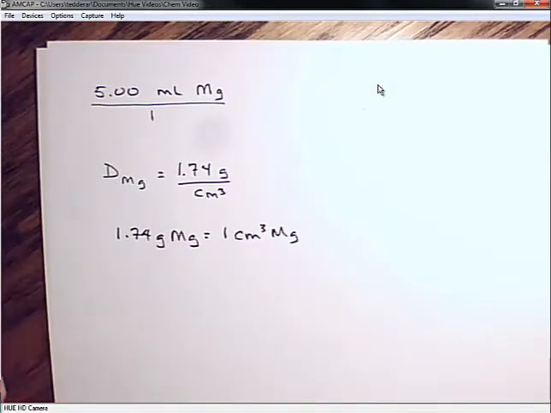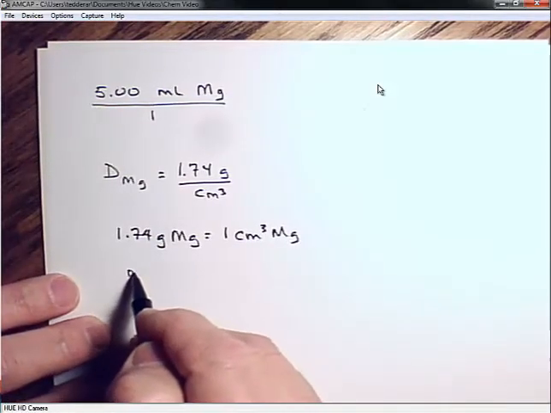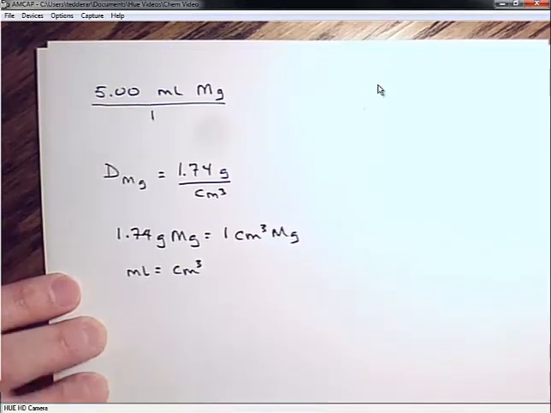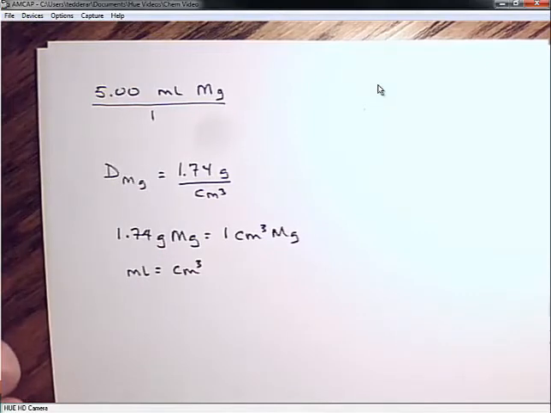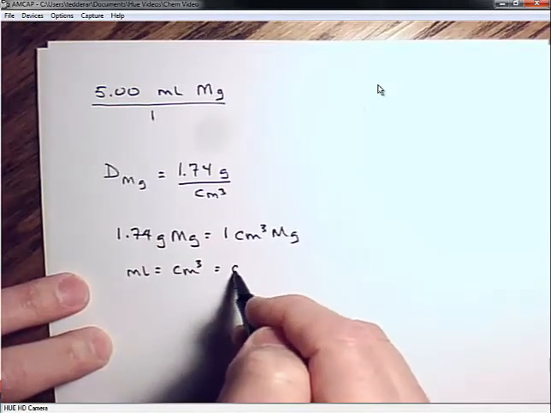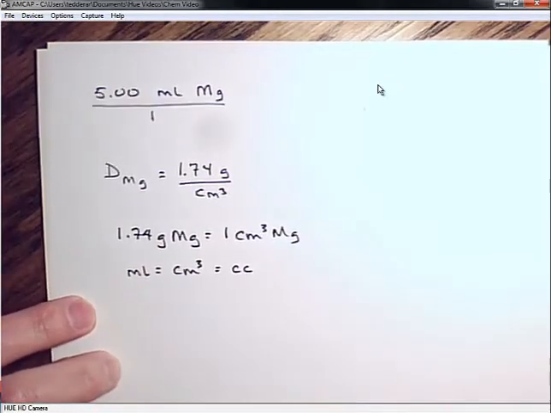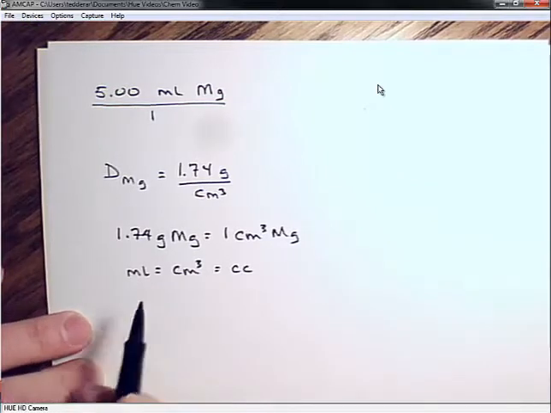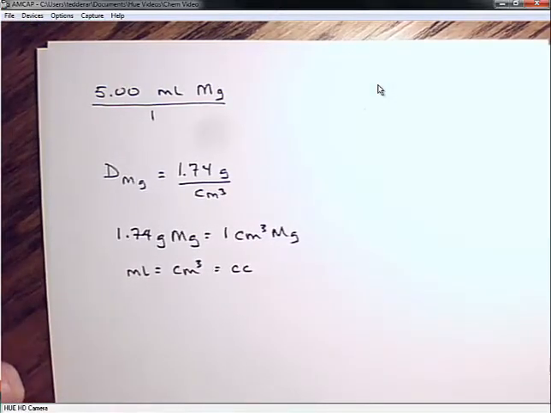Okay? So what else you need to know is that a milliliter is equal to a cubic centimeter. And if you're going to go into medicine, by the way, cubic centimeters are often written like that. So if you've ever heard cc's, so many cc's of something, that means cubic centimeter, which is the same thing as a milliliter. Okay? Just got to know it.